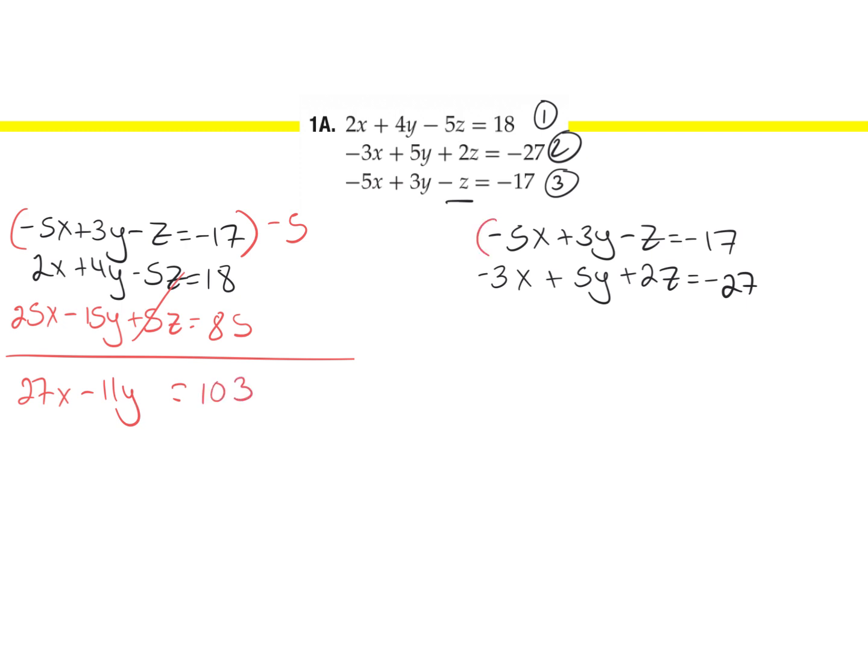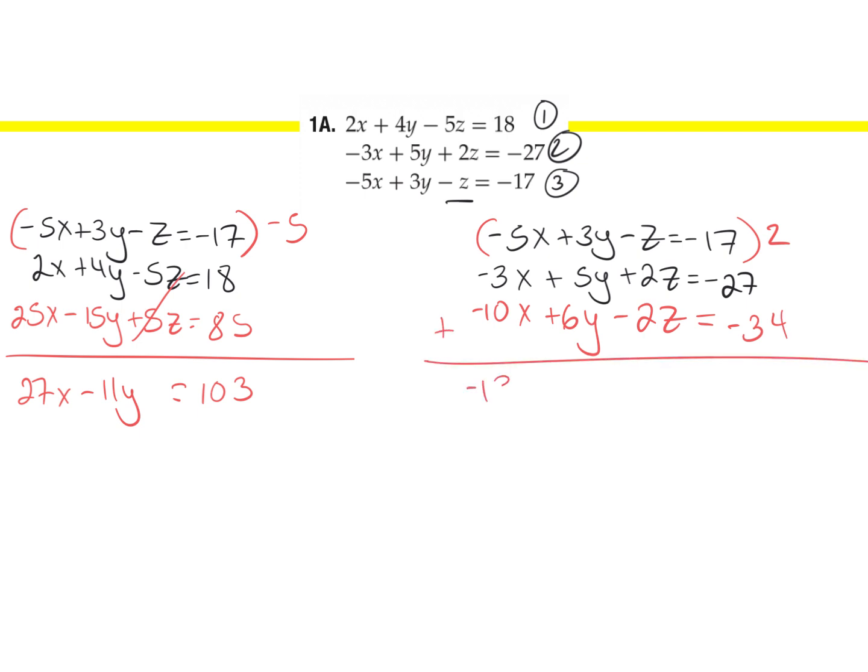Now, I am going to multiply this equation by just 2. So I can get -10x plus 6y minus 2z equals 17 times 2 is going to be -34. You can go ahead and add. So this will be -13x plus 11y. The z's will cancel, and then 34 and 27, both negatives, negative 61.